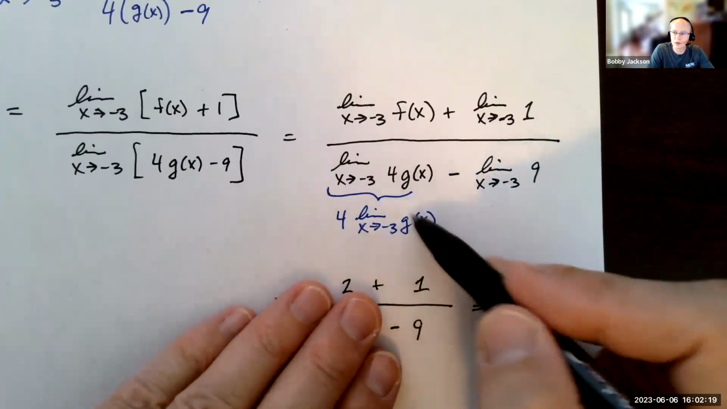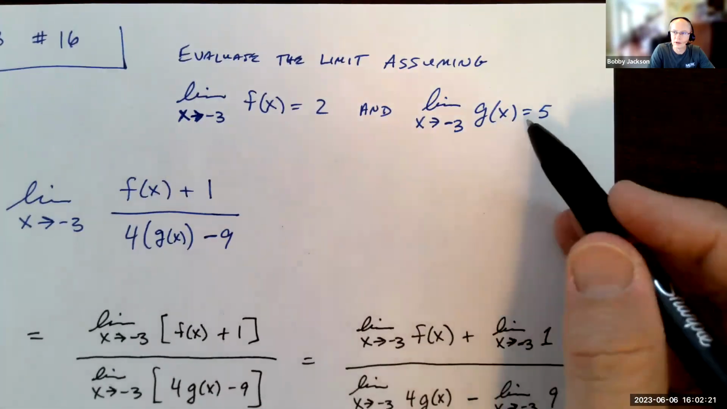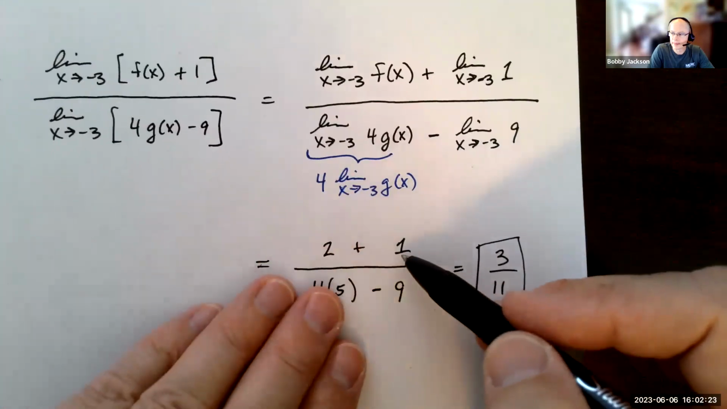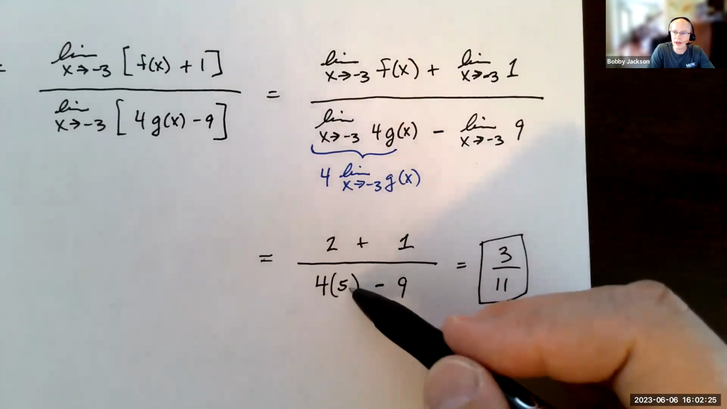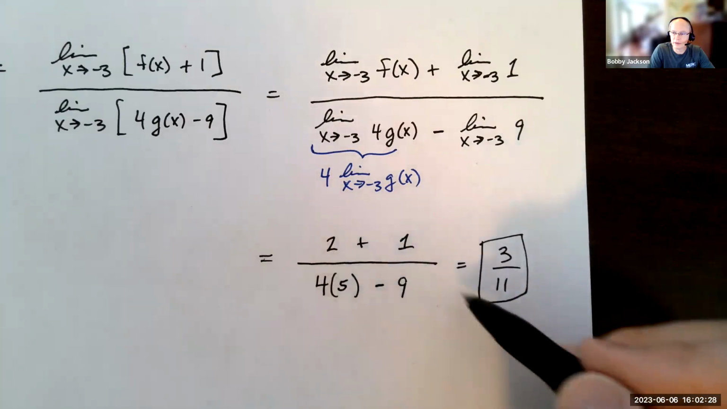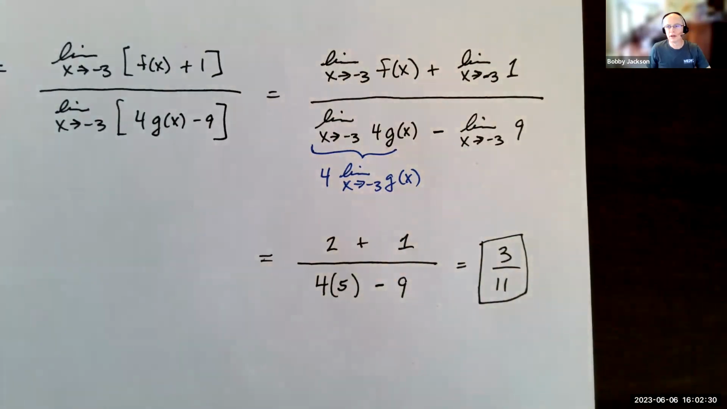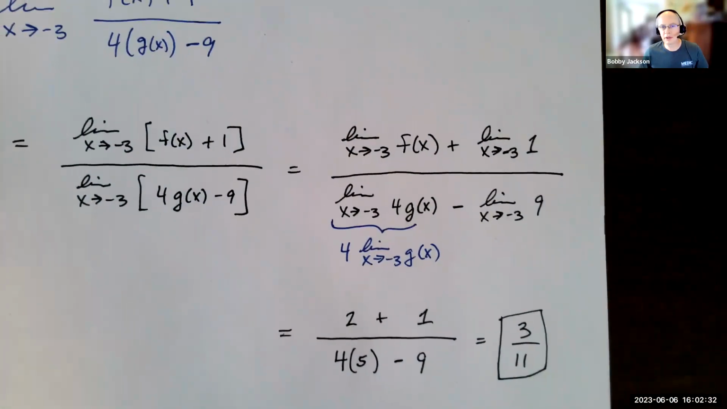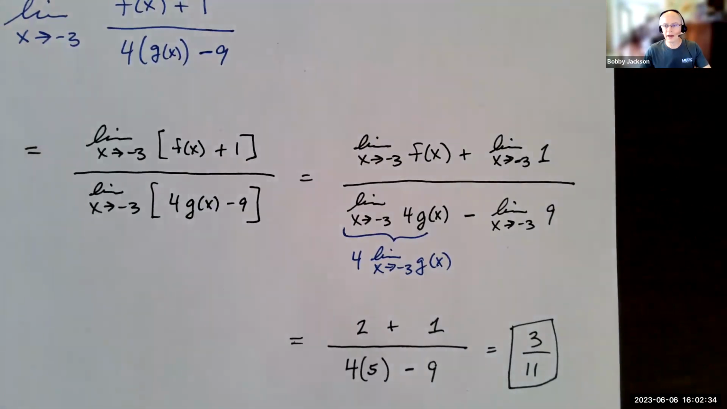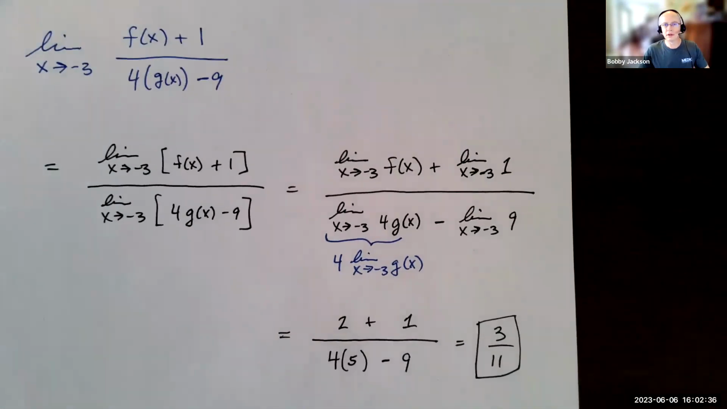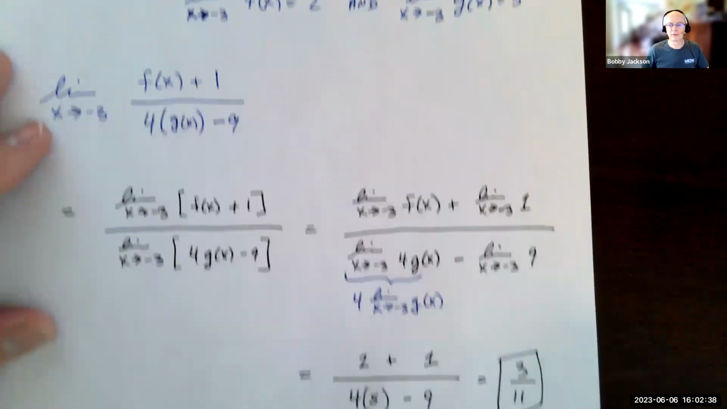And then what's the limit as x approaches -3 of g of x? Well, that's 5. And I can plug that in. And now I just do the math, and there's my limit. And that's how you use basic limit laws to find the value of the limit of our original expression here.